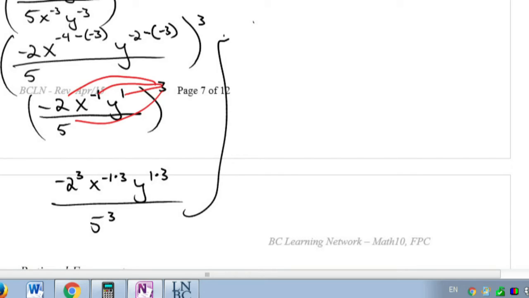I'm going to just bring this back up here. -2 to the power of 3, I'm just going to leave it like that. x to the -1 times 3 is -3. y to the 1 times 3 is +3. And then on the bottom, I have 5 to the power of 3.